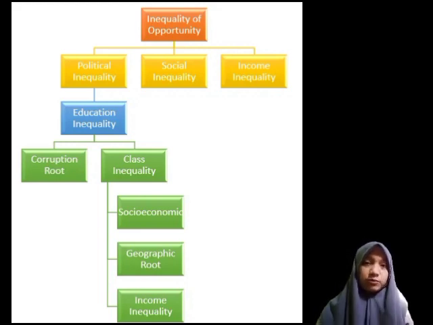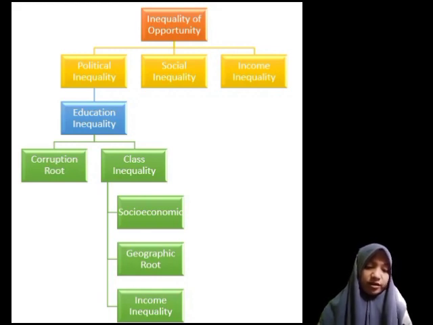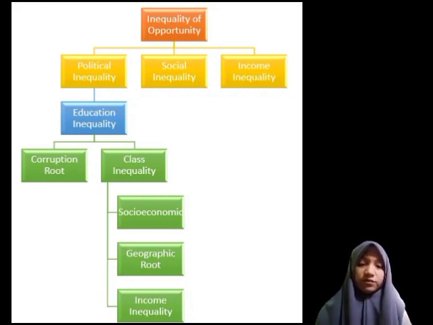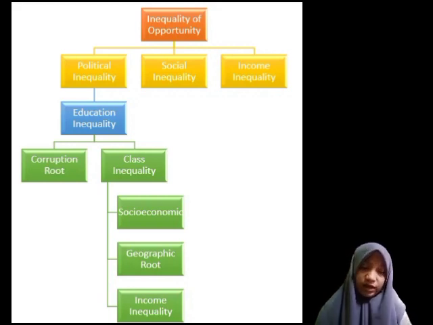And another one is the corruption root. Because of corruption, magkakaroon din ng education inequality, the socio-economic and the geographic root. And because all of these five are the causes why there is education inequality, the effects of all of these are inequality of opportunity, political inequality, and social inequality.